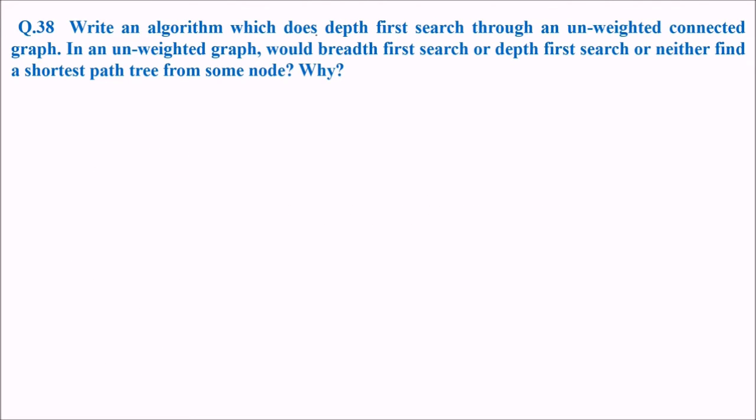Write an algorithm which does depth first search through an unweighted connected graph. In an unweighted graph, would breadth first search or depth first search or neither find a shortest path tree from some node? Why? Write an algorithm which does depth first search.